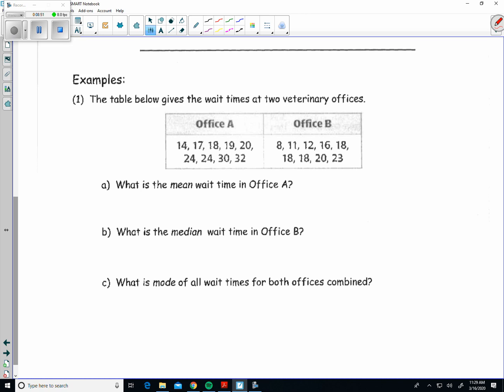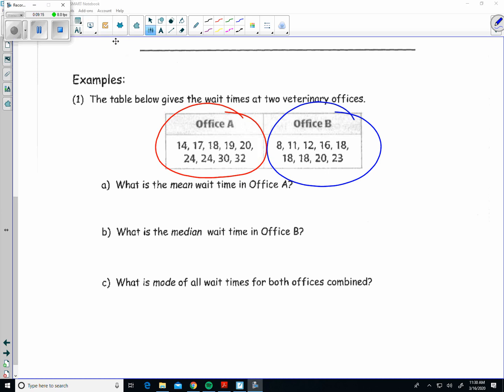So we're looking at two different offices here, Office A and Office B. What we want to think about is that Office A is having one scenario going on, and then Office B is having another scenario going on. And that scenario is just taking a look at how long you have to wait before you actually get to see the veterinarian.